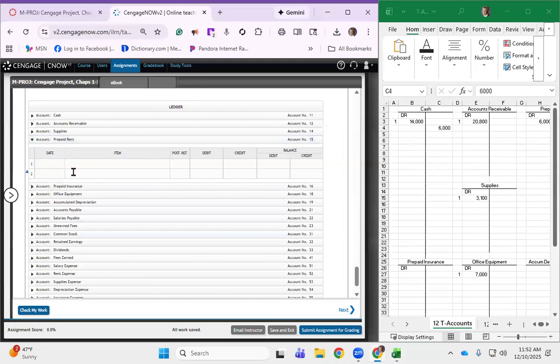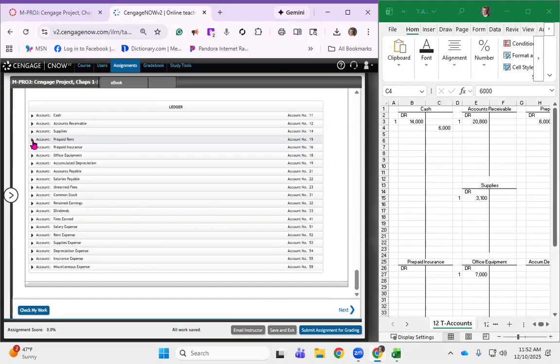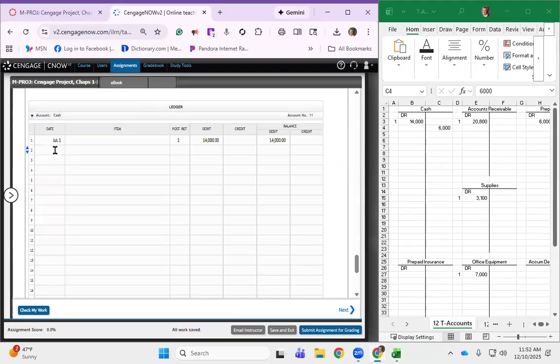is number 15. This is July 1st as well. And this is an asset. It's coming from page 1 of the general journal. $6,000, $6,000. Now that's 2 months worth of rent. Okay, 2 months. And now we're going to cash. Okay, cash is also going to have a second July 1st item. Okay, credit this time.